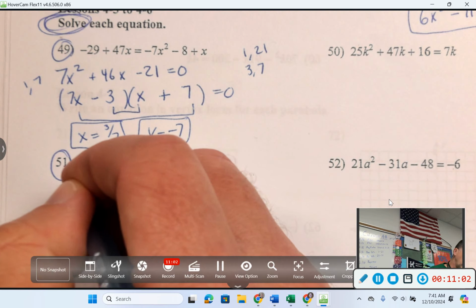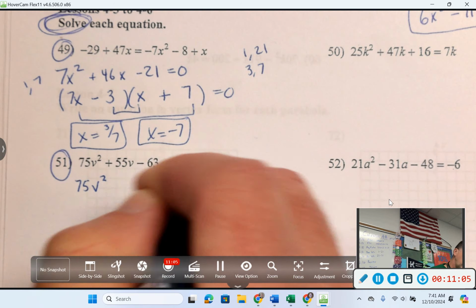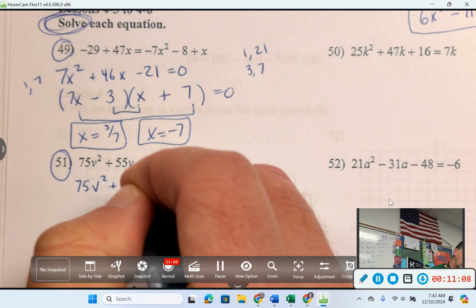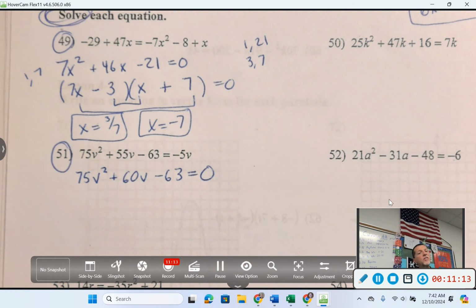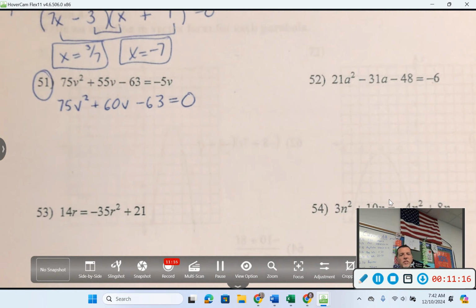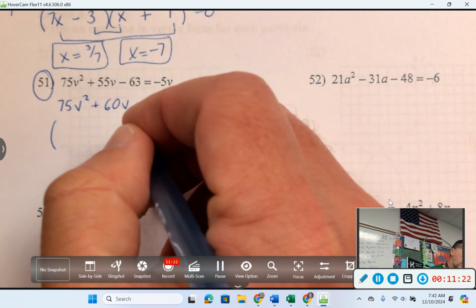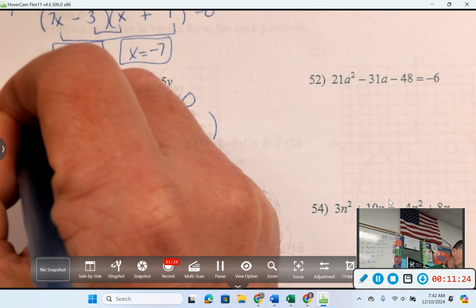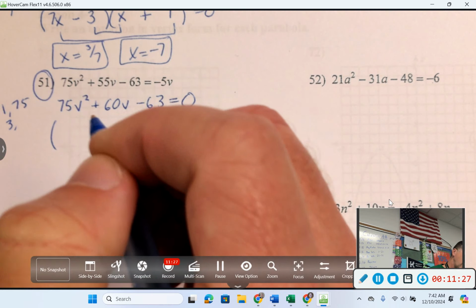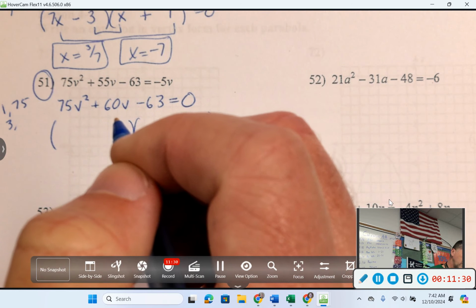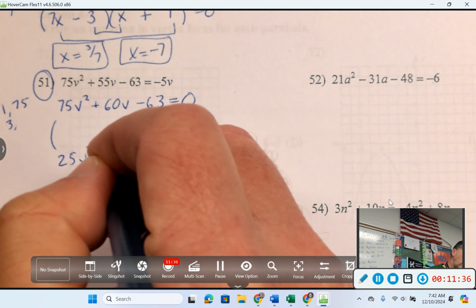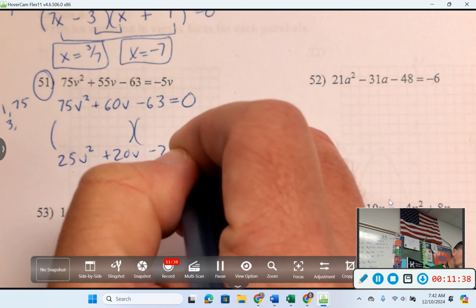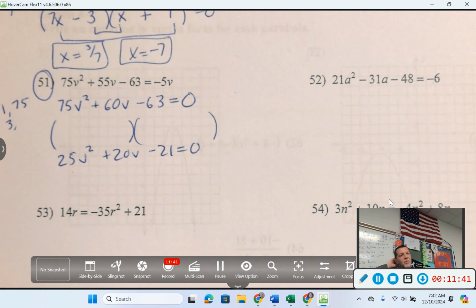51 looks terrible. Is it not as bad as it looks? I should look for a GCF, and I'm hopeful with the 75 and the 60, but 3 doesn't do anything for me. 3 what? Yeah, we keep saying 3 for it. Oh, 3 does go into all of them. Yes. 25, 20, 21. 25v squared plus 20v minus 21. Yep, don't know how I didn't see that, but thank you. That makes life easier.